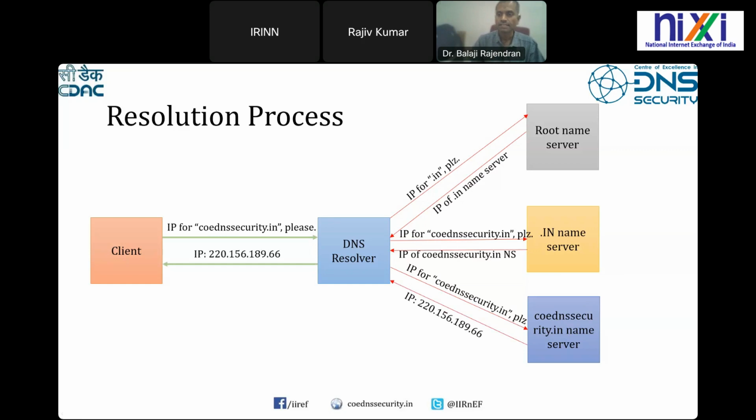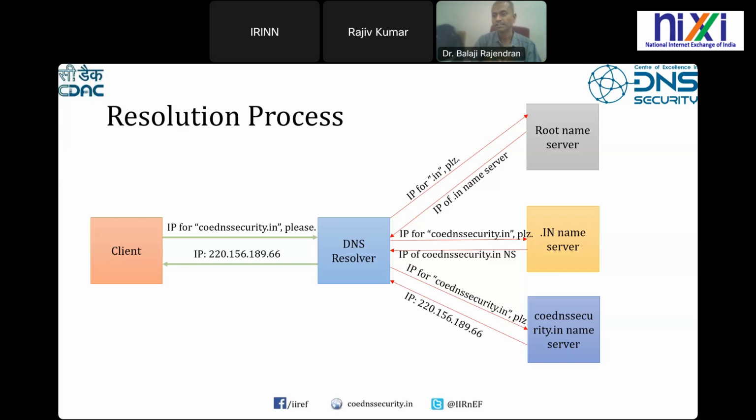So here, as you can see, whenever there is no IP address for a given domain name, the resolver tries to send the query to the root name server. The root name server will reply saying that you please ask the name server responsible for the next level domain name. Similarly, it keeps going on. Okay, so this is how it actually happens.